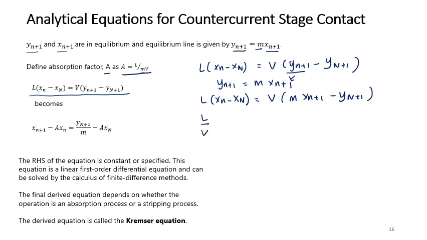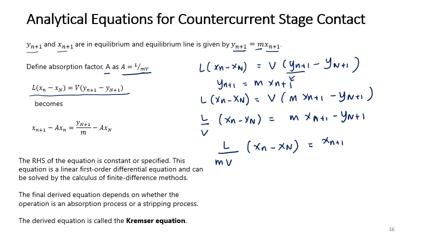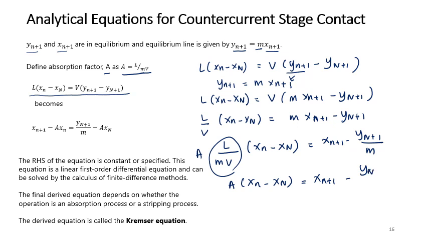Then you go on and put the terms to that side, L over mV times (x_n minus x_N). This equals A, so you get A times (x_n minus x_N) equals x_{n+1} minus y_{N+1} over m. Then rearrange the equation such that you get this. You can do this on your own.